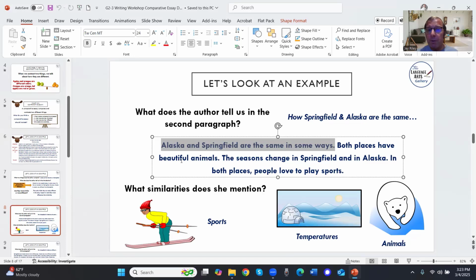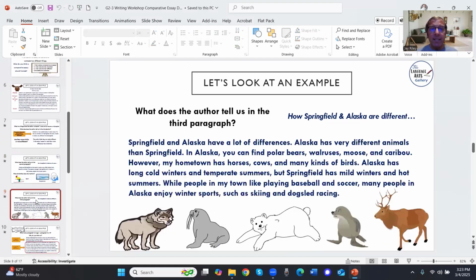Both places have beautiful animals. The seasons change in Springfield and in Alaska. In both places, people love to play sports. So right there, I've got 3 details as to how these places are similar. Now, if I go to my next paragraph, I can see this is quite a bit more substantial. I've got a lot more text here.